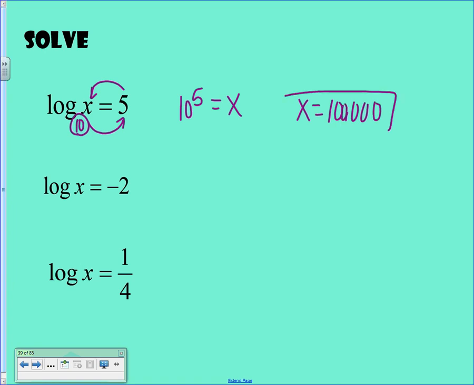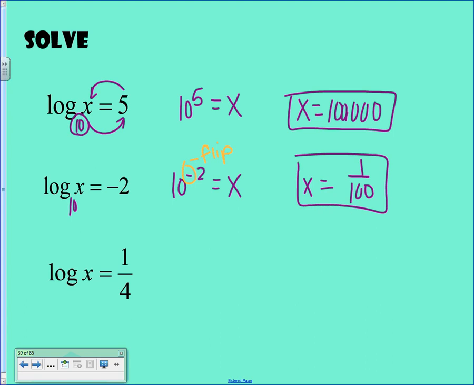There we go. Now if I look at the next one, log base 10 of x equals negative 2. Again, that's a 10 there. So we're going to say 10 to the negative 2 equals x. Remember that a negative exponent flips your answer. So really, 10 squared is 100, so flip it, and that'd be 1 over 100. Again, these are all no calculator problems.